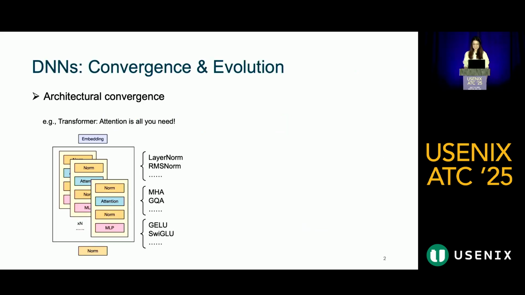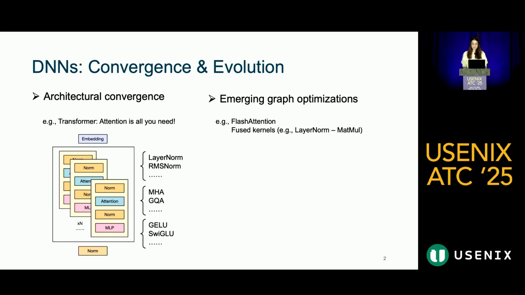In recent years, we've seen a clear trend of architectural convergence in DNNs. For example, the attention mechanism has become a core building block in state-of-the-art models. But at the same time, these models keep evolving with new local improvements, like RMSNorm for normalization and SwiGLU for activation. Besides the trends of model evolving, we're also seeing emerging graph optimization techniques. For example, techniques like FlashAttention and some fused kernels, like combining layer norm and matmul, are now very common optimizations.